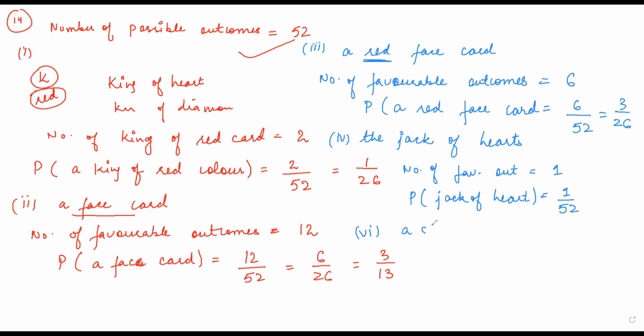And next, a spade. How many spades are there? 13. Afaf, what do you think? How many spades are there? 13, right, Manha? So you have to take all spades, whether it's a face card, an ace card, or a number card. It should be a spade. That's it. So the number of favorable outcomes in this case is 13. So the probability of a spade will be 13 divided by 52. 13 into 4 is actually 52, as you can see in the cards also, 13 into 4, total 52. So it will be 1 by 4.